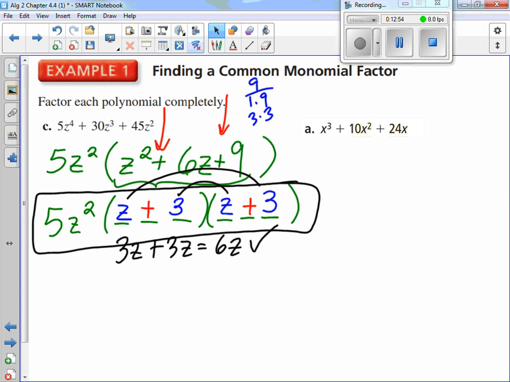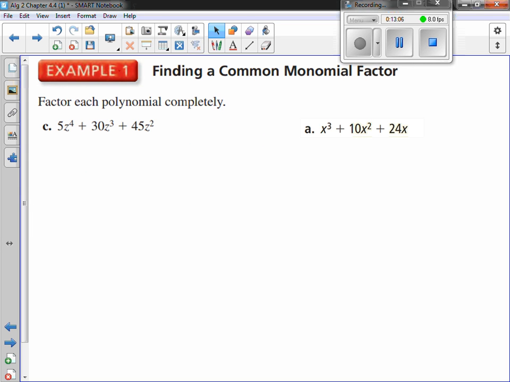Questions on this here? Any questions on anything we've done so far? All right. We're going to look at one more of this type, and then we'll kind of move on to the next example.